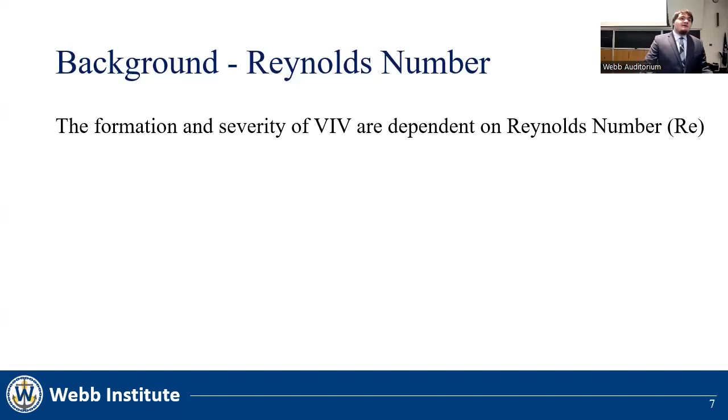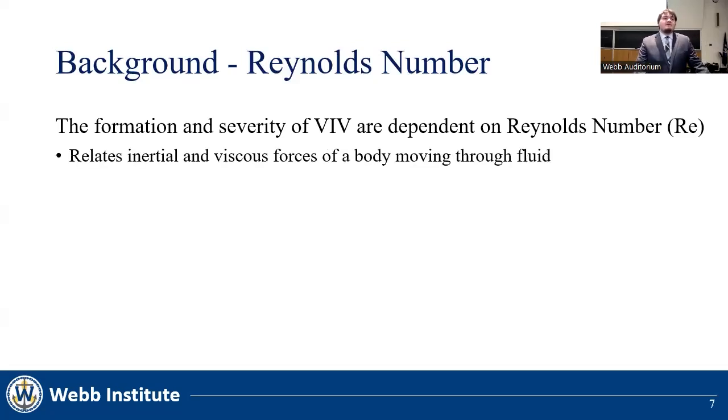The formation and severity of VIV is dependent on the Reynolds number of the body. The Reynolds number is a non-dimensional term relating the inertial and viscous forces of the body, and it is given by this equation, where ρ is the fluid density, u is the relative speed, L is the characteristic length, in this case the chord length of our foil, and μ is the viscosity.